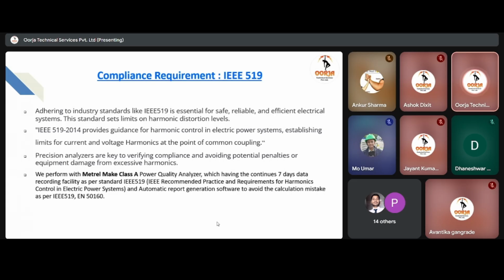Precision analyzers are key to verifying compliance and avoiding potential penalties or equipment damage from excessive harmonics. We perform measurements with a Metrel Class A power quality analyzer, which has a continuous 7-day data recording facility as per standard IEEE 519, the IEEE recommended practice and requirements for harmonic control in electrical power systems. Automatic report generation software avoids calculation mistakes as per IEEE 519 and EN 50160.